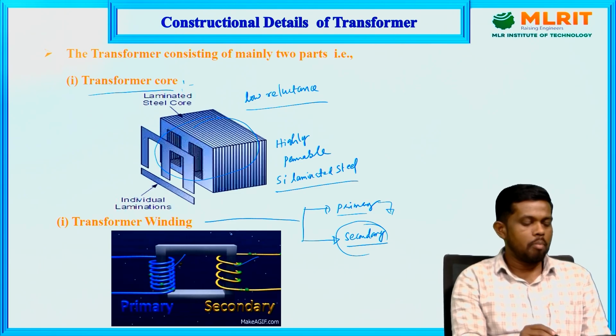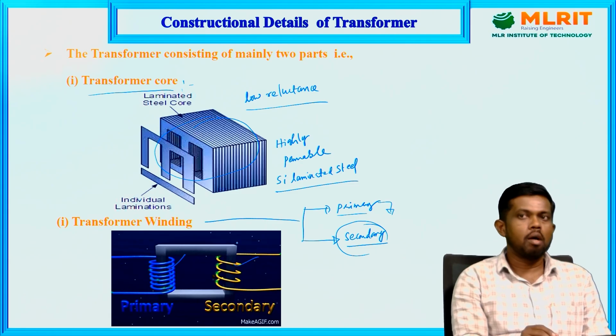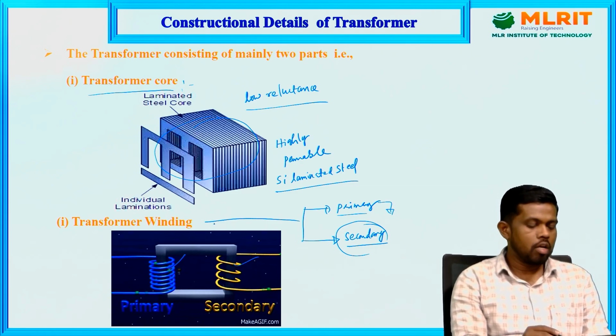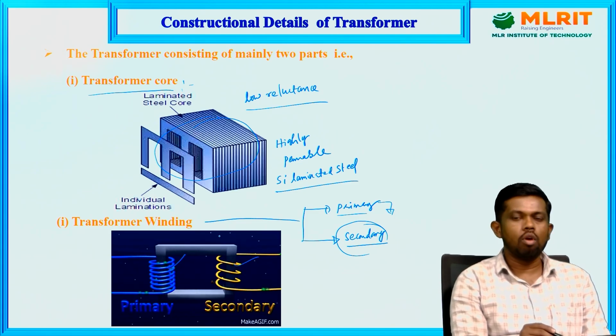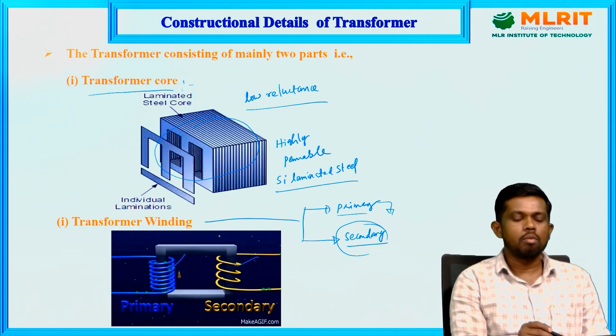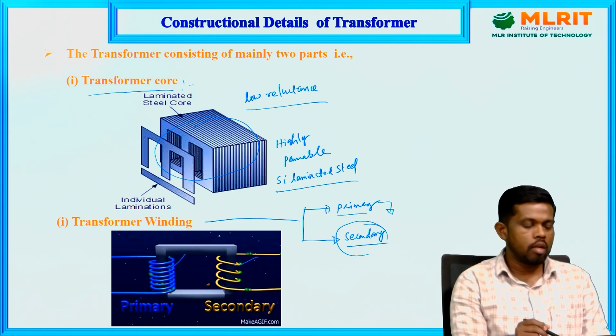The set of copper turns wound over the transformer core is called the transformer winding. It is made of high grade copper material because it maintains the least resistance path, and so offers low copper losses. That's why we use high grade copper as the transformer winding. There are two kinds of transformer windings: the primary winding and the secondary winding.